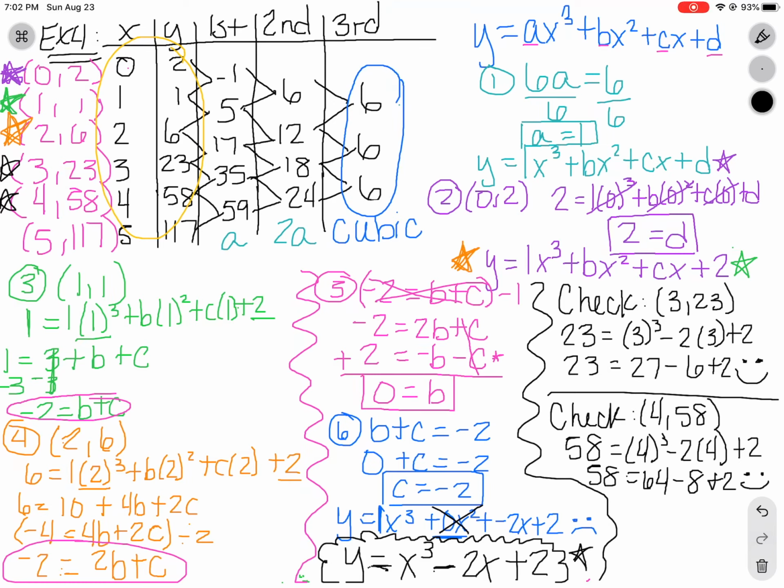And feel free to check 117, but I think that 2 problems or 2 points is sufficient evidence. So this right here that I'm circling in yellow is our equation that satisfies that table.